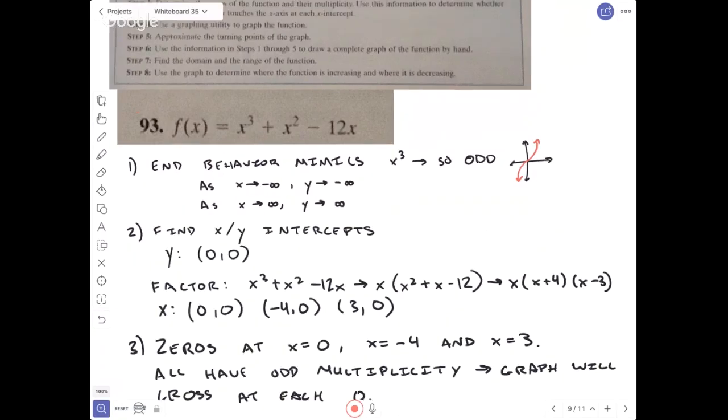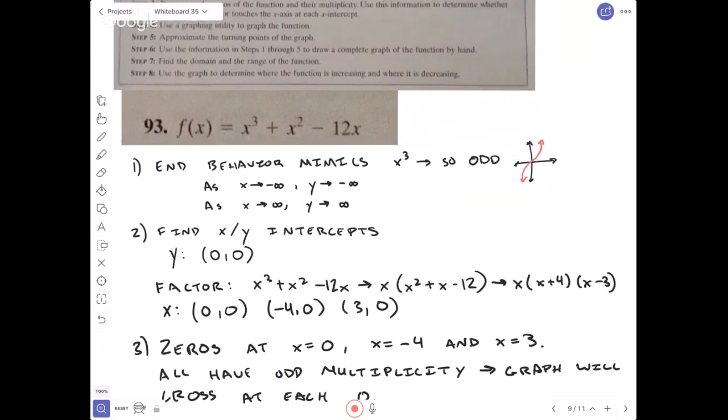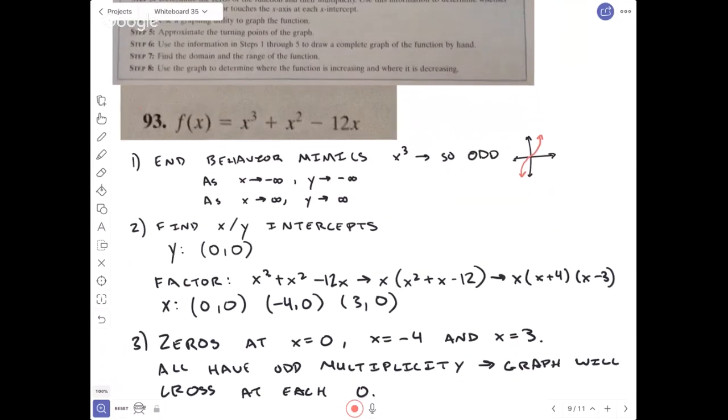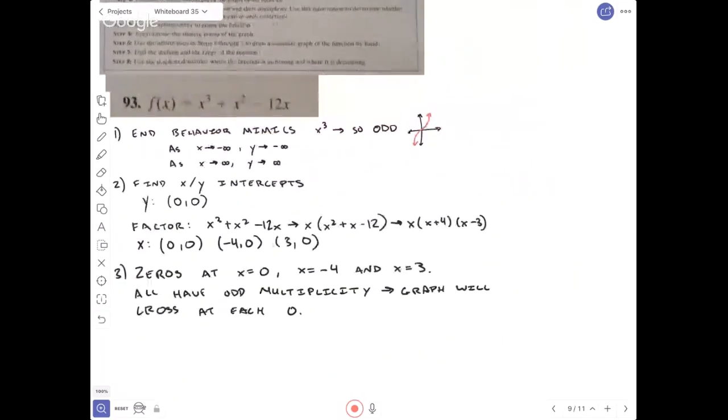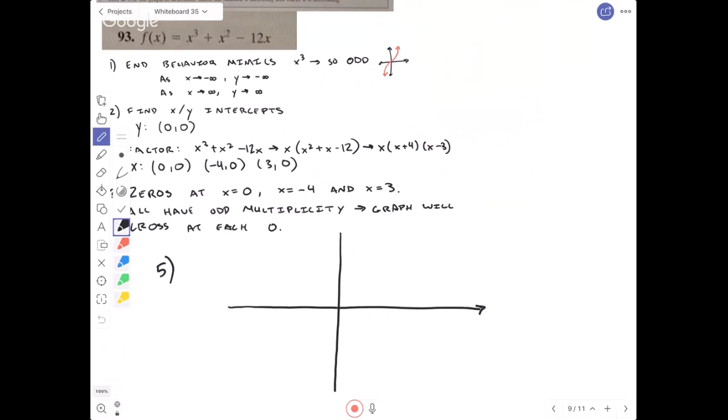Step 4. I'm going to skip step 4 because we're working on doing this without graphing utilities. Step 5, we're not going to deal with turning points right now because we're sketching a rough graph. And so let's graph a sketch by hand. So here we go. I'm now skipping all the way to step 5. I have no idea where the turning points are. That's not important for a rough graph.